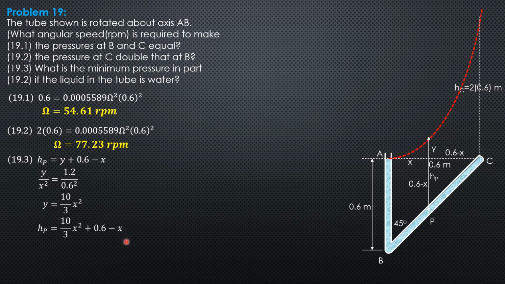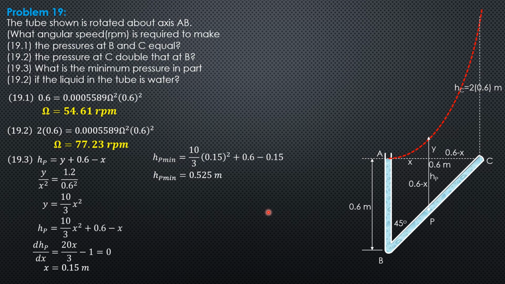Then finally, let's minimize HP by differentiating it, then equate to 0. So 20 over 3 X minus 1 equals 0. Solving for X, X is equal to 0.15 meter. Then solve for HP minimum: 10/3 of 0.15 squared plus 0.6 minus 0.15. So the minimum head over that point is 0.525, which is less than 0.6.